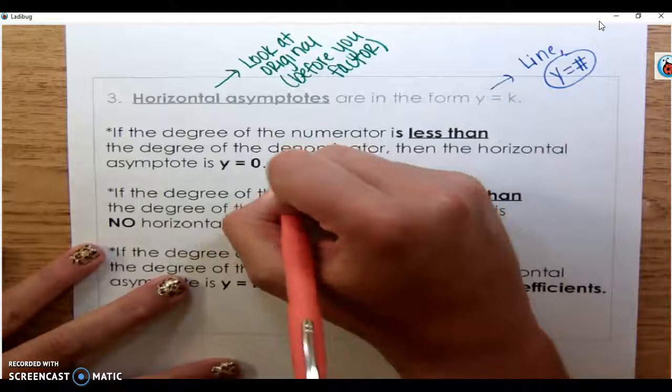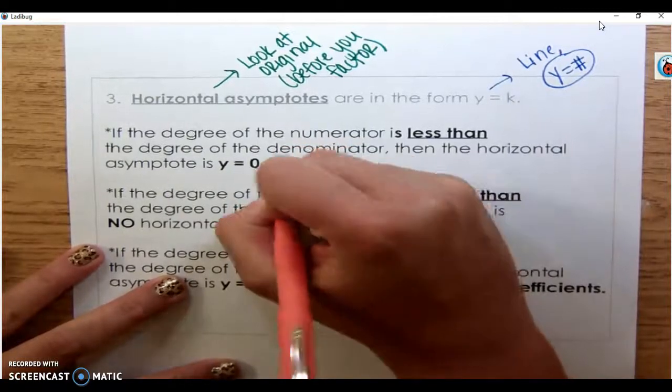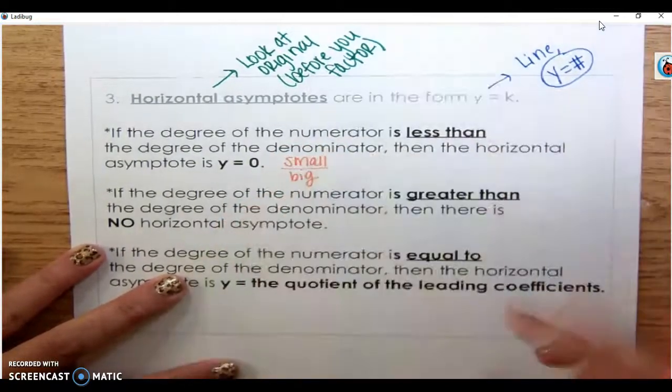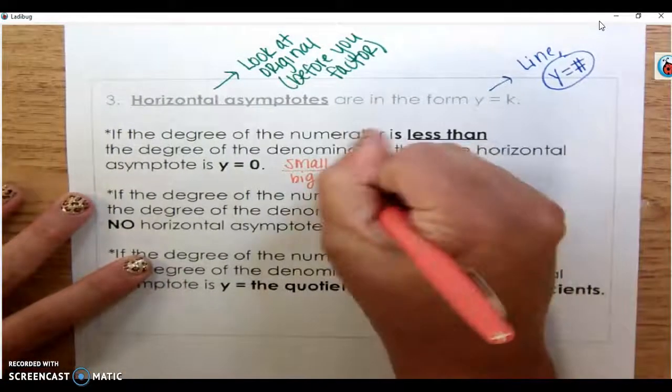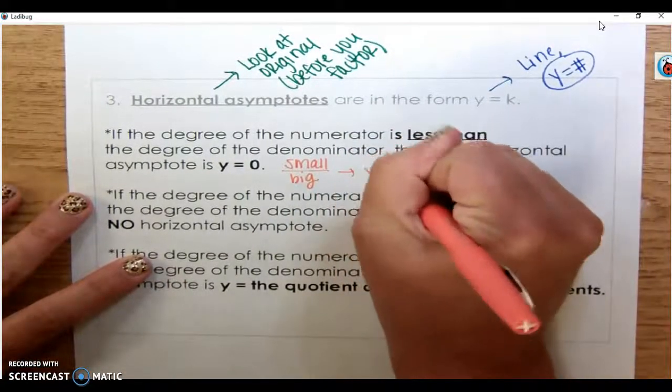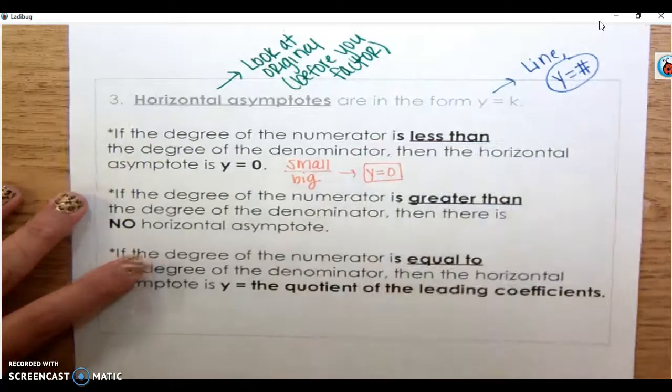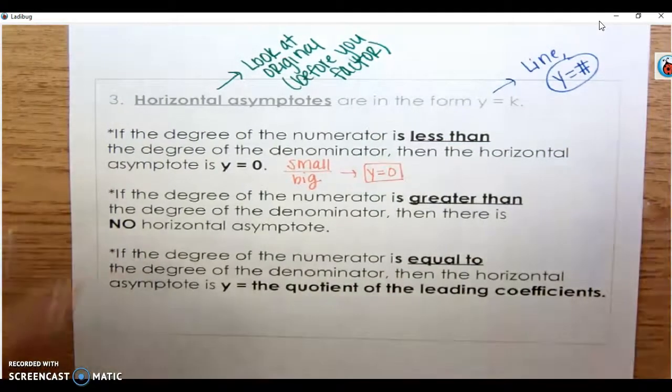So I just think about this as having small degree over big degree. And if you have small degree over big degree, that means the horizontal asymptote is going to be y equals 0. Let me give you an example of what this means.